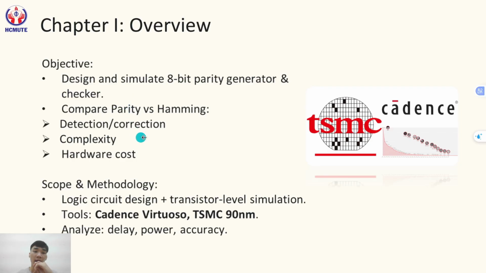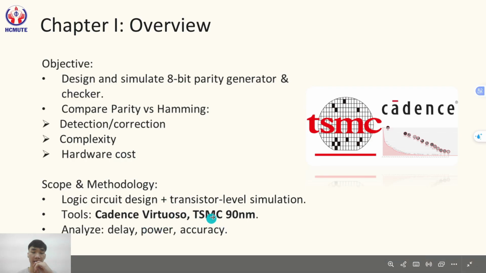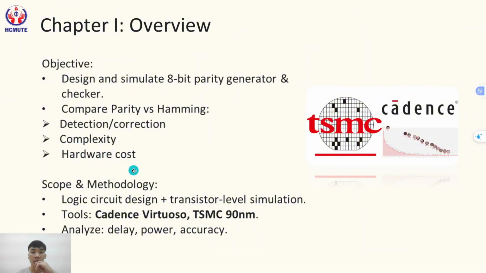communication systems. Our project designs and simulates an 8-bit parity generator and checker, then compares it with the Hamming code to illustrate the difference between detection and correction. Using Cadence with TSMC 90 nanometer technology, we analyze delay, power, accuracy, and compare complexity with error handling capability. Simulation confirmed that Hamming code extends parity code to provide higher reliability in digital circuits.